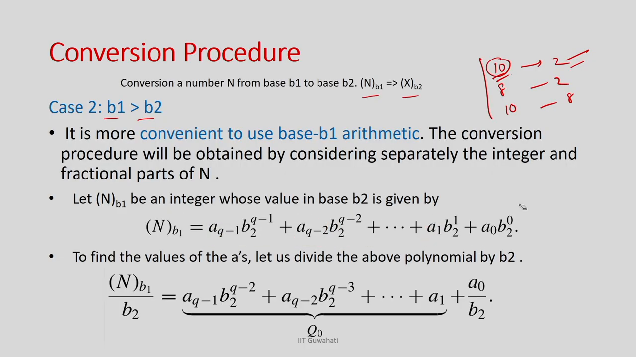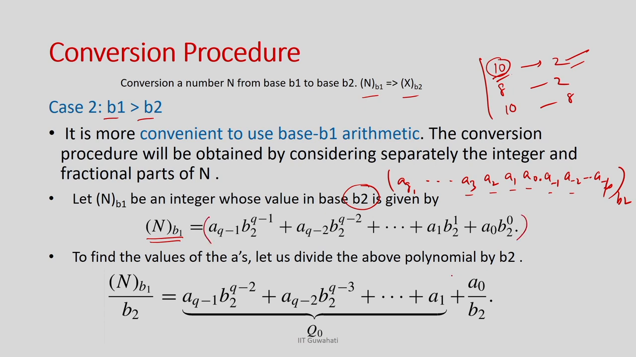So, what is the approach here? You have this number n in base B1. Let us say when I convert this into base 2, the value is like this: A0, A1, A2, A3 to A(Q minus 1), dot A(minus 1), A(minus 2) to A(minus B), but this is in base 2. I am just assuming this value, suppose some process has converted this into base 2 and the number will be this. I want to find out the values of A0, A1, A2, A3 to A(Q minus 1), and similarly A(minus 1), A(minus 2) to A(minus B). This is unknown to me, and I want to find out these values. So, if the digits are like this, then the integer part will be like this.